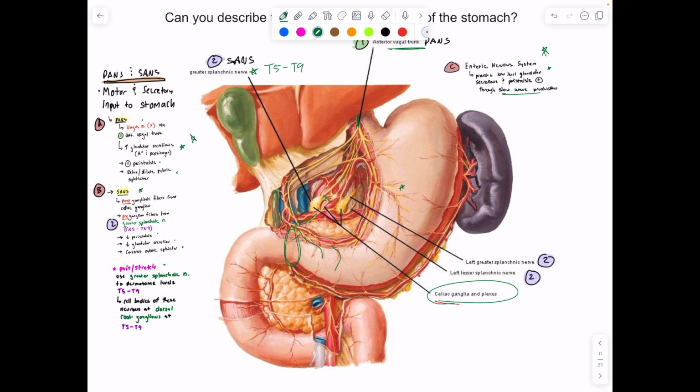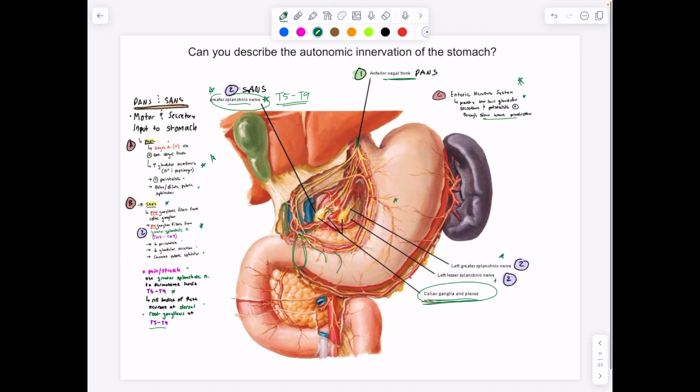So pain stretch, usually greater splanchnic nerve from the sympathetic nervous system, and it's going to send signals to the dermatome layers. We said greater splanchnic is associated with T5 through T9, so dermatome layers of T5 through T9, and then the cell bodies associated with these sensory neurons are going to be the dorsal root ganglia of T5 through T9. Okay, so greater splanchnic nerve, you can see we have the left greater splanchnic and then the lesser splanchnic, and then all three of them together are going to give rise to the celiac ganglia or celiac plexus overall. All right, moving on.